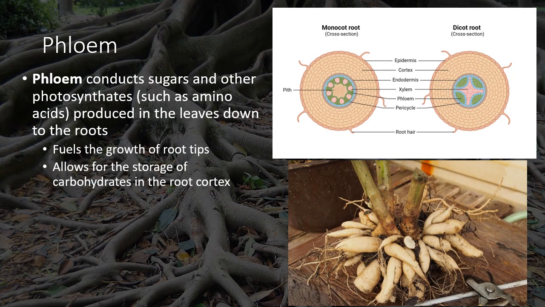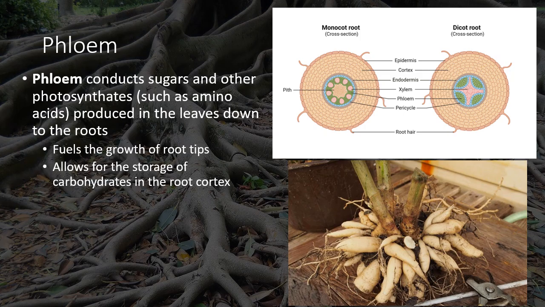Phloem, I'm sure we're familiar with as well. This conducts sugars and other photosynthates, such as amino acids, which are produced in the leaves. It basically funnels them down to the roots. Phloem carries sugars produced by photosynthesis down the roots for two reasons. It fuels the growth of root tips, basically by feeding those rapidly dividing cells in the root apical meristem and providing them with the fuel they need to grow and divide. It also allows for the storage of carbohydrates in the root cortex.